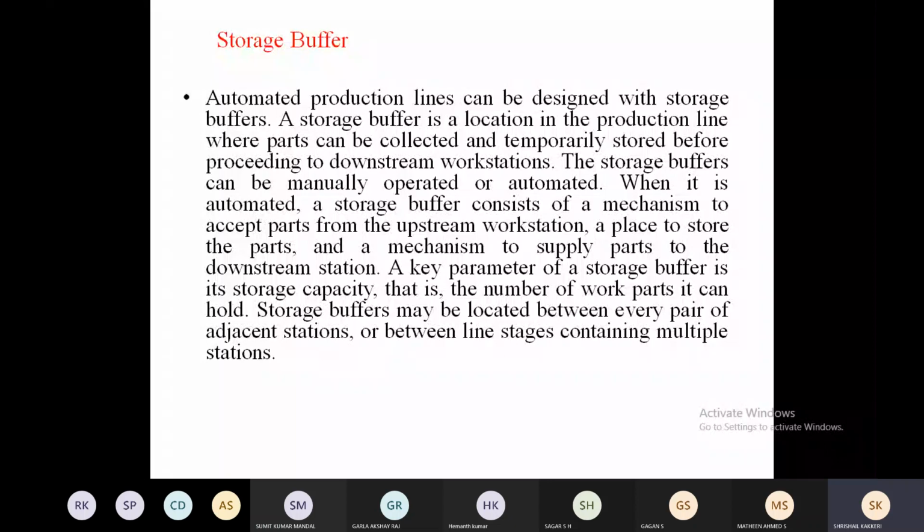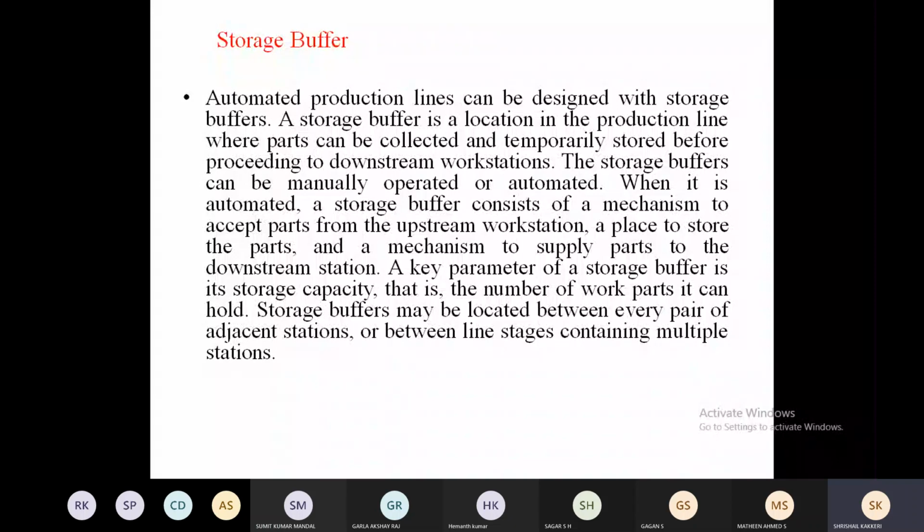The meaning of the storage buffer is that in between the two workstations, a particular type of automated storage system will be provided that will store the extra parts which will be required frequently by the next machine when the previous machine has come for maintenance, or if the cycle time is minimum or maximum. Due to variation in the cycle time also, sometimes some of the products have to be stored, so that storing can be done by the storage buffer.